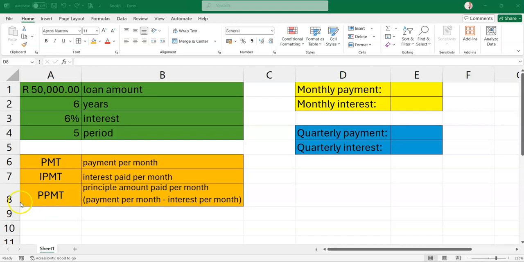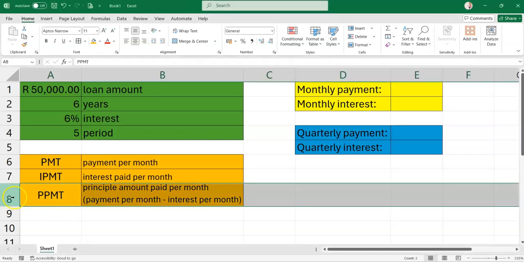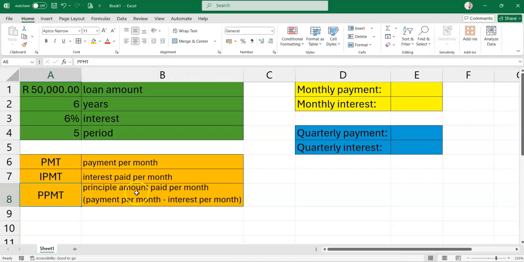You will see that I have also added here at the bottom in line number 8, PPMT, which is the principal amount. This only means it's the original amount that I will be paying per month, but this is without the interest. I will show you exactly how that works as well.